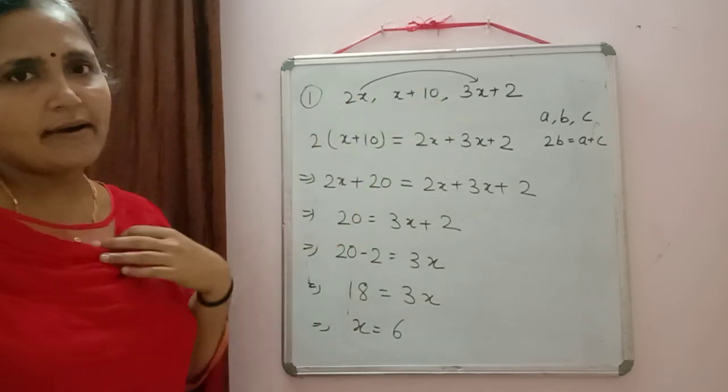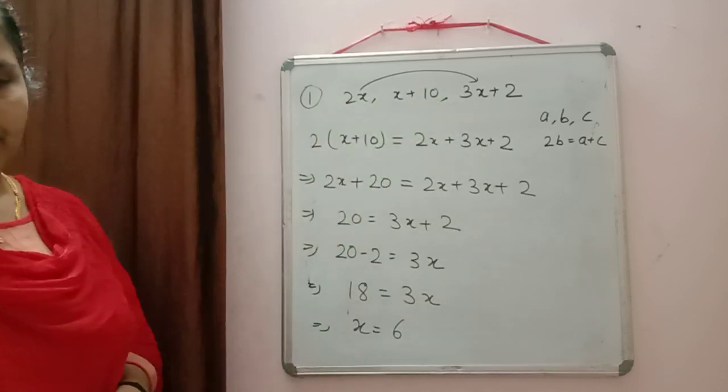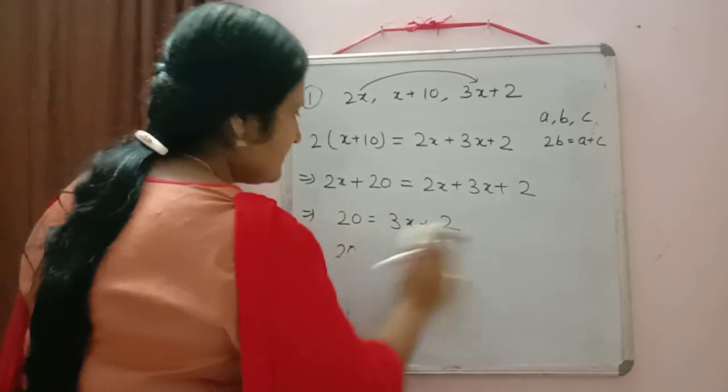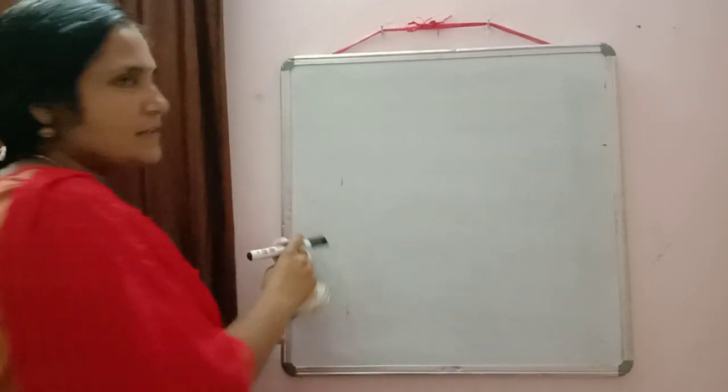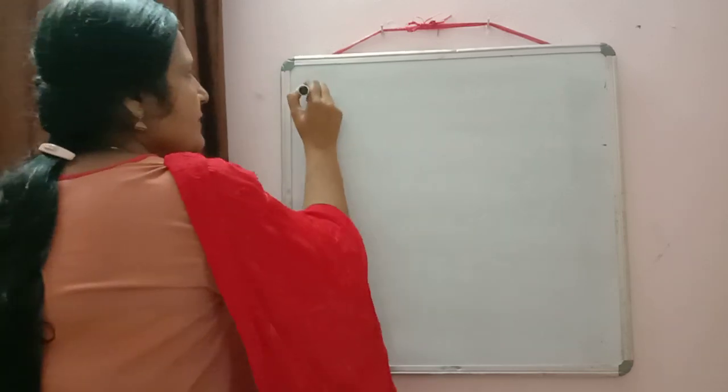If three numbers are already given, they are in AP. So next question is, all of you write the questions with me there. Don't simply look at the board.